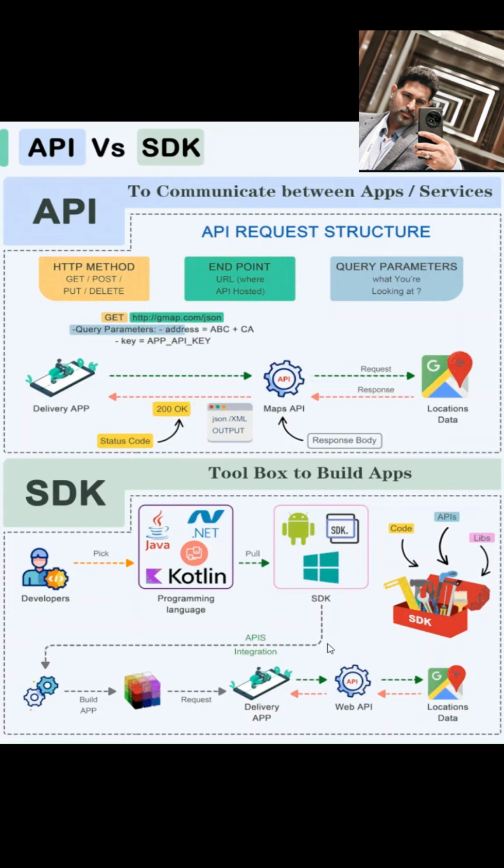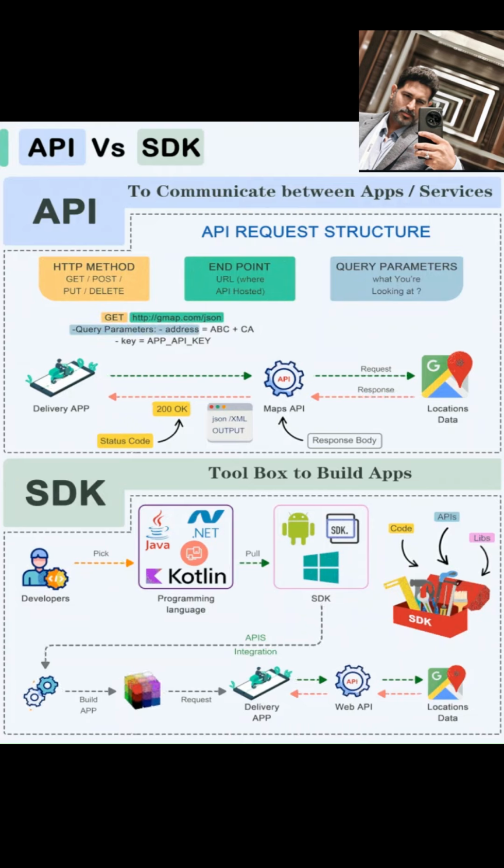If an API is like a waiter, then an SDK is like a complete toolbox for a chef. An SDK is a collection of tools, libraries, code samples, documentation, and sometimes even integrated development environment, IDE, plugins that developers can use to build applications for a specific platform or service.